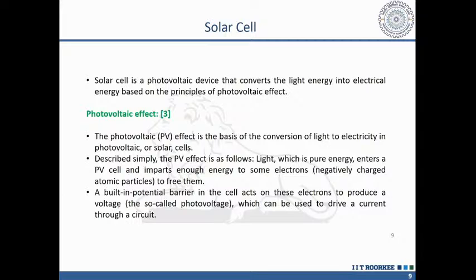So that means it's a very positive sequence. You can think in a positive frame of mind. When the light falls, the light energy has some energy, and the electrons, the free electrons, can be released.